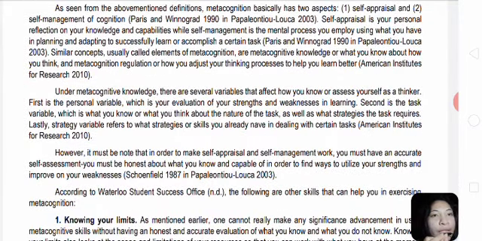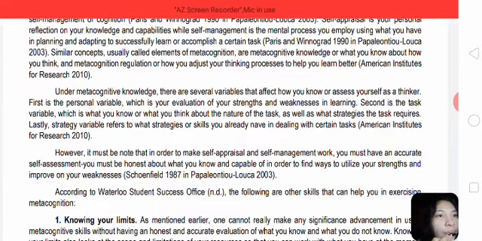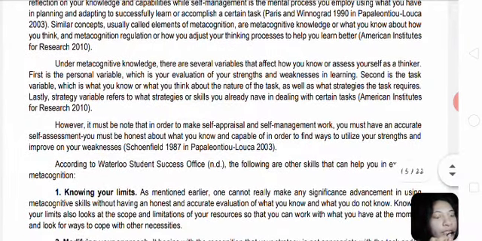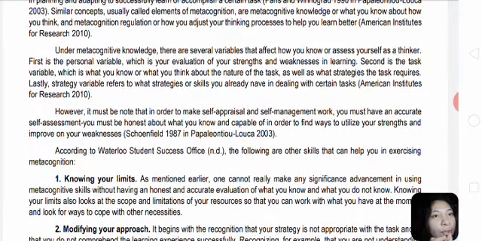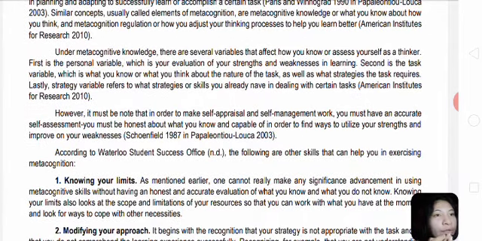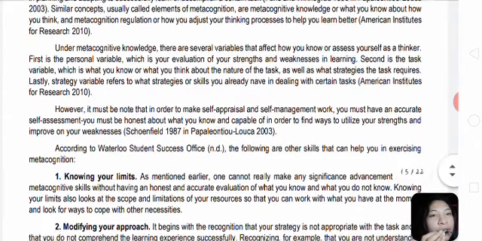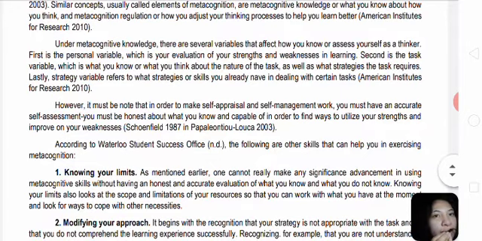Under metacognitive knowledge, these are the several variables that affect how you know or assess yourself as a thinker. First is the personal variable, which is your evaluation of your strengths and weaknesses in learning. Second is the task variable, which is what you know or what you think about the nature of the task, as well as what strategies the task requires. Lastly, the strategy variable refers to what strategies or skills you already have in dealing with certain tasks.